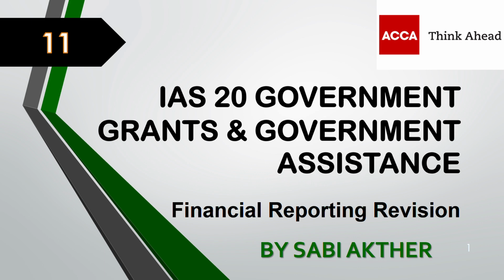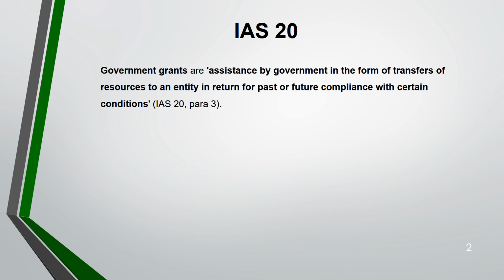This is IAS 20 government grants and government assistance, applicable for both SBR and FR students. So, IAS 20 government grant. First, let us go through government grant and then we'll discuss government assistance because the way we account for these two are different.